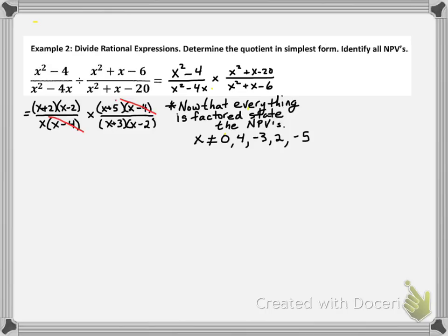Now we can cancel x minus 4 with an x minus 4, and x minus 2 with an x minus 2, and since nothing else can cancel, we can now express our final answer as x plus 2 times x plus 5 over x times x plus 3.